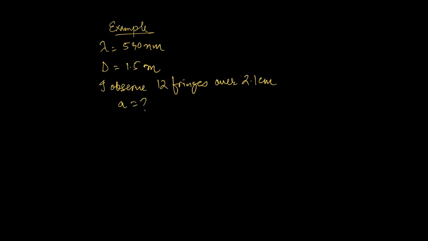Well, the answer there is going to be very simple. It's going to be a equals lambda D upon X. So what is lambda? That's easy. We know it's 590 times 10 to the negative 9 meters. And what is D? D is, again, very straightforward. It's 1.5 meters, divided by X.